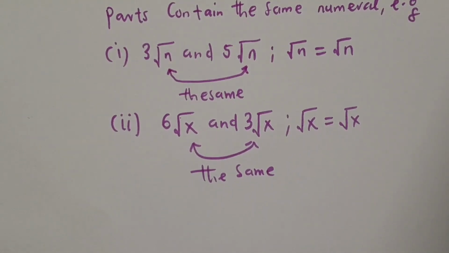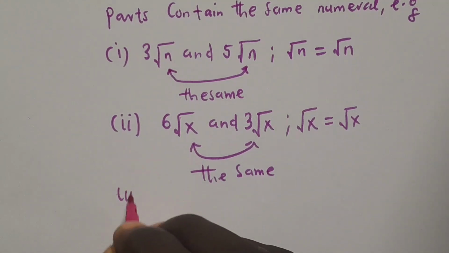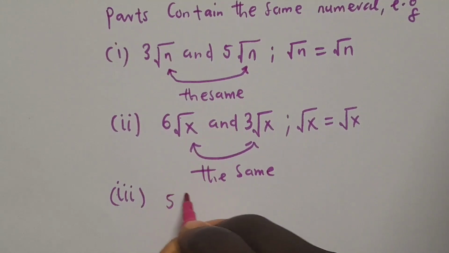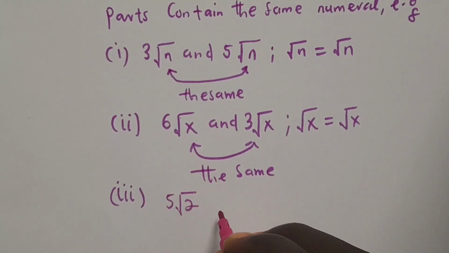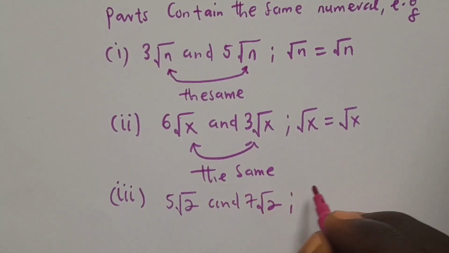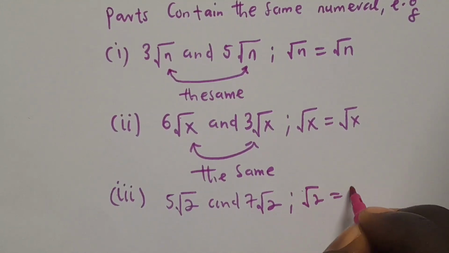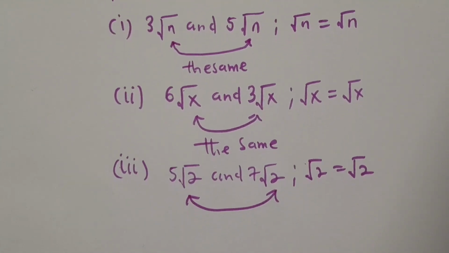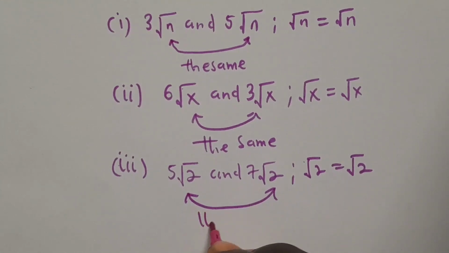Let's take a look at example 3. We have 5 square root of 2 and 7 square root of 2. The irrational part there is square root of 2, and they are the same in both, so therefore they are similar.